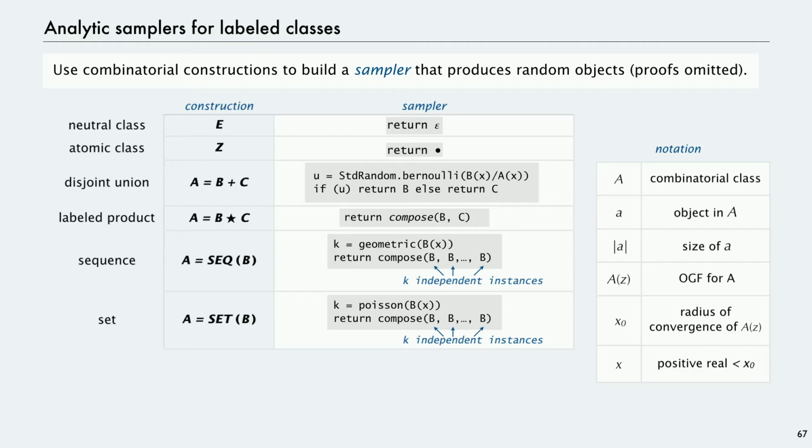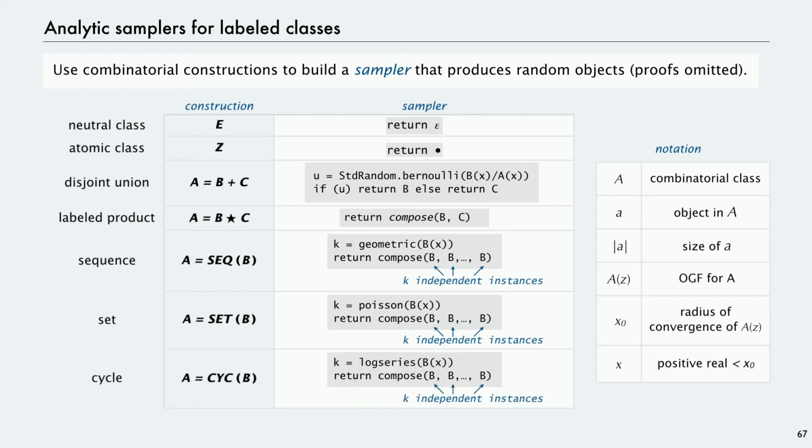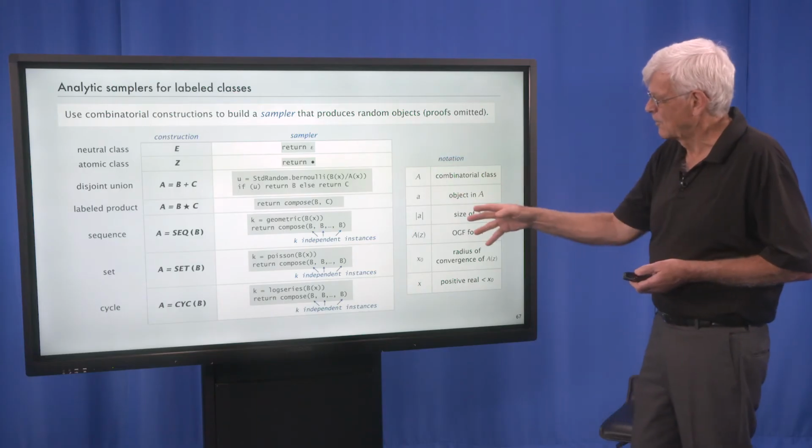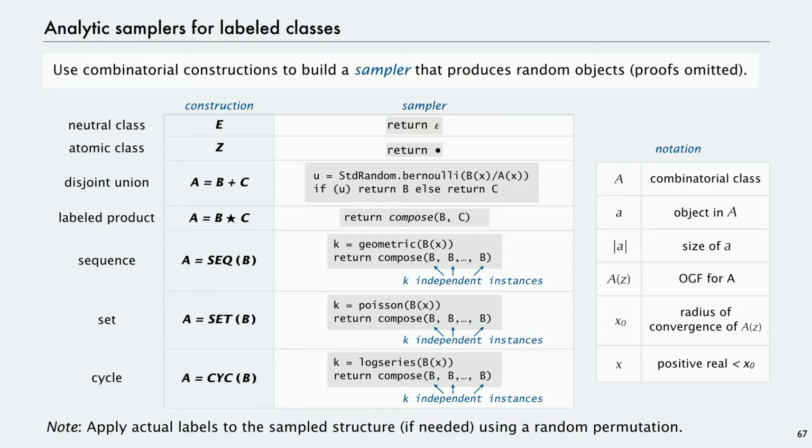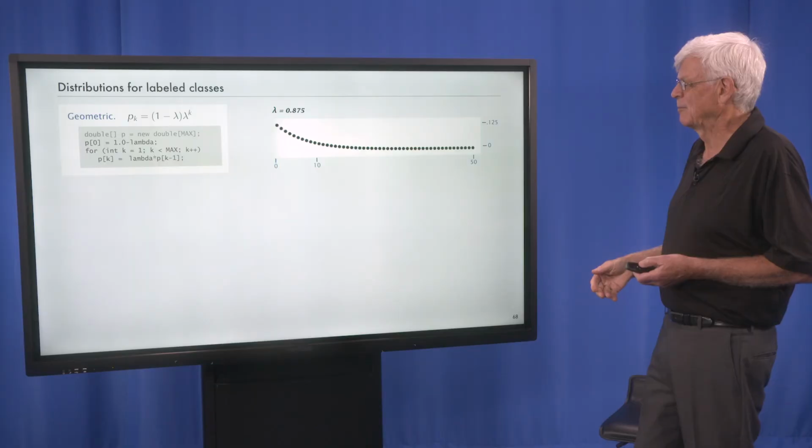For set, it's almost the same, it's just a different distribution. We use a Poisson distribution. And for cycle, we use a so-called log series distribution. Those are the rules to build a sampler for labeled classes. If you actually need the labels, you just apply a random permutation to all the objects at the end. And I'll give a couple of examples.